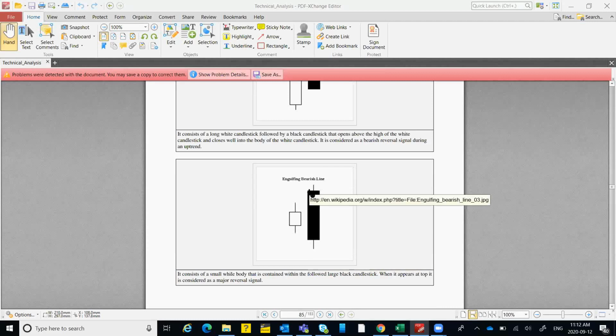So we call it a bearish engulfing pattern. Why do we call it engulfing? Because this bearish candle engulfs the previous small candle.